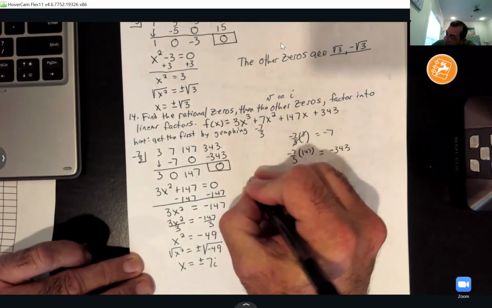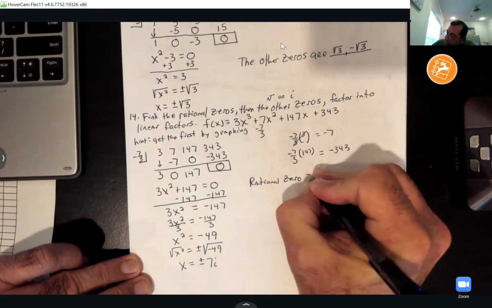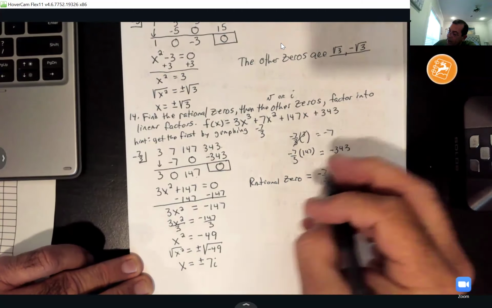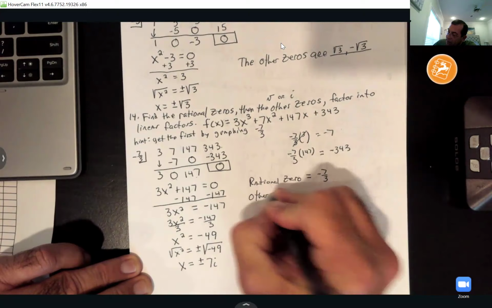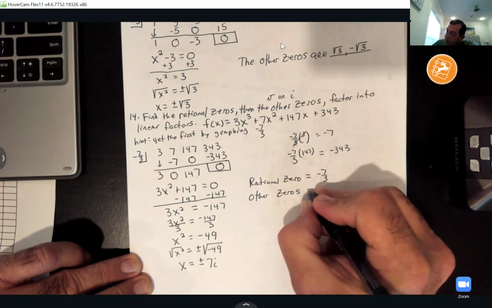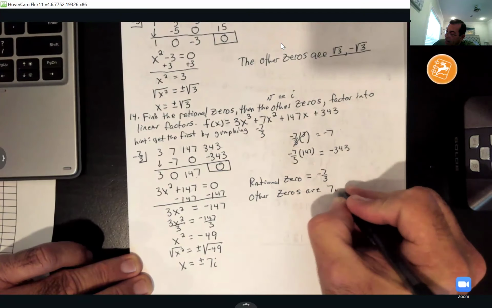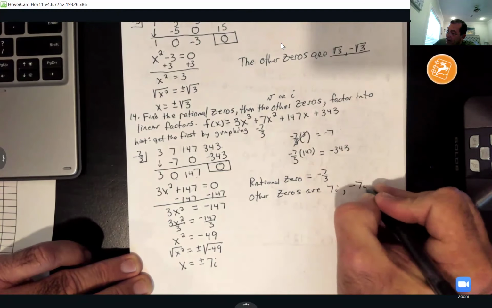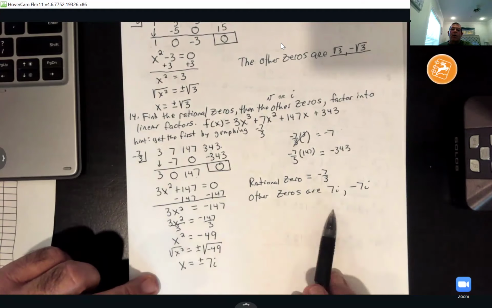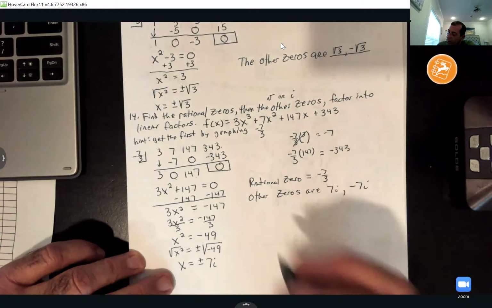So in the answer blank, it'll say rational 0 equals negative 7/3. The other zeros are, what do we get? 7i and a negative 7i. So you got to remember to always use the plus or minus on square roots to get both answers. So those are the 3 zeros.